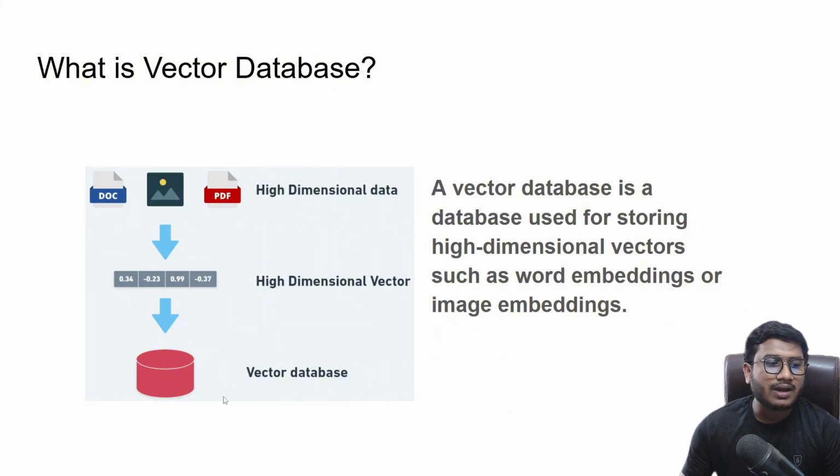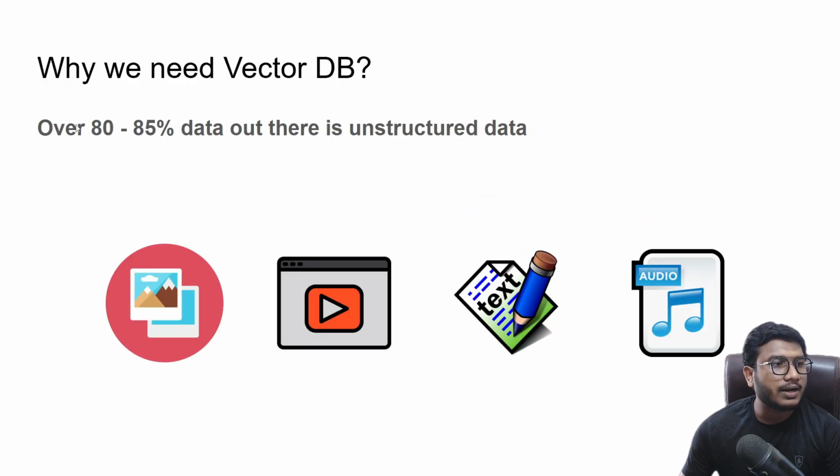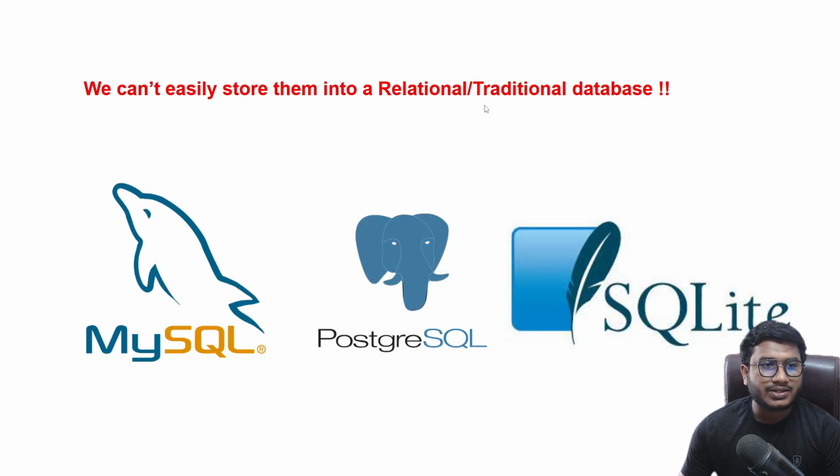Now you can ask me why we can't store these vectors in a traditional database like MongoDB, MySQL, right? I'll be explaining that part too. After understanding that, I think your concept would be clear. So you can see, guys, over 80 to 85% of data out there is unstructured data, like images, videos, text, and audios, and we can't easily store them in a relational or traditional database like MySQL, PostgreSQL, SQLite, or whatever database you are having. Why? Let's try to understand why we can't store this data in a traditional database, and why we need the vector database exactly. We'll try to understand each and everything.